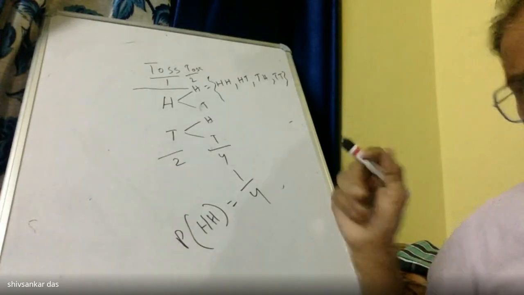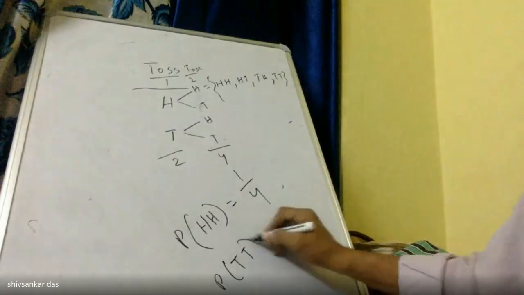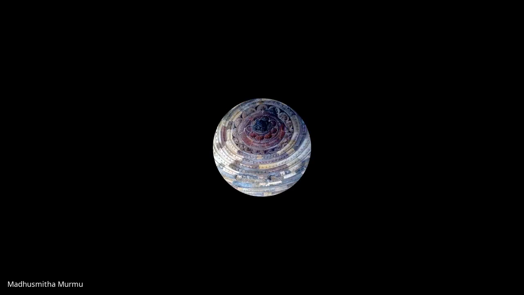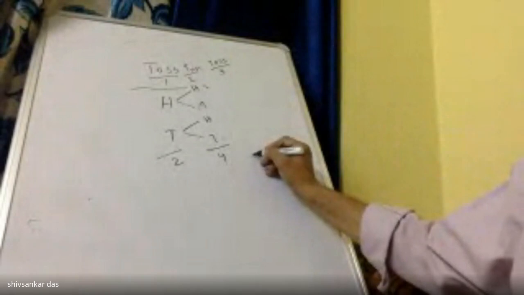What is the probability of getting double tail? That is also 1 by 4. Clear? But here I am not going into more details. Suppose there will be toss 3. How many results will be there?